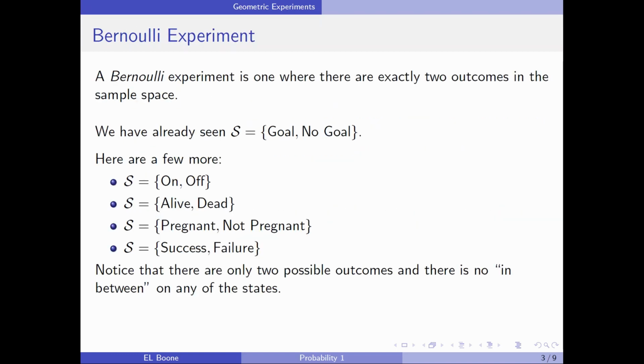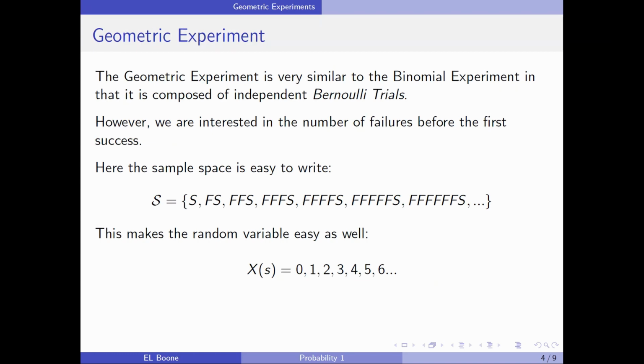All right, so we're doing Bernoulli experiments again. Yes, we are. We're going to continue on with the Bernoulli experiment. We did it for binomial, and now we're going to do it for geometric. Here's the basic setup: we have two cases, and there's no in between. A geometric experiment is similar to the binomial experiment in that we have independent Bernoulli trials. However, in this one we're interested in the number of failures before the first success.